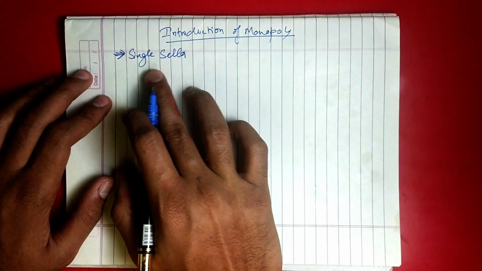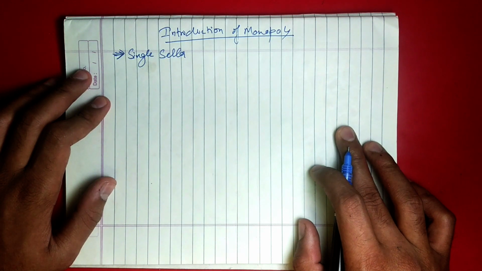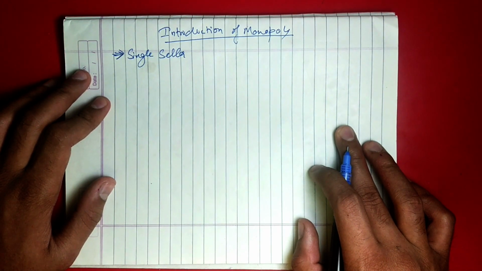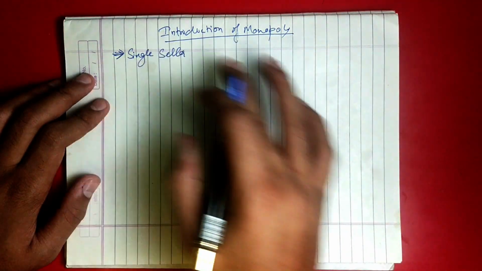So this single seller. I want you to pause the video and ask yourself what is the implication of this single seller. I'm telling you this because most of my students give me the wrong answer. So just do it and check if it is right or not.